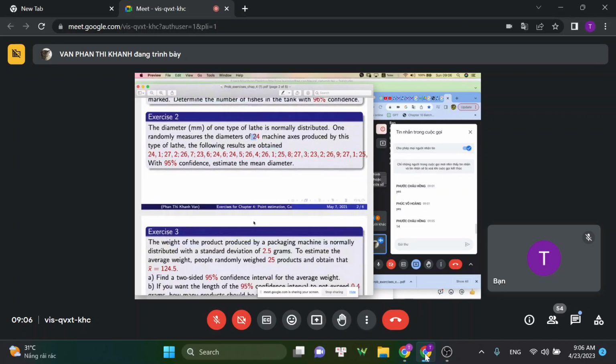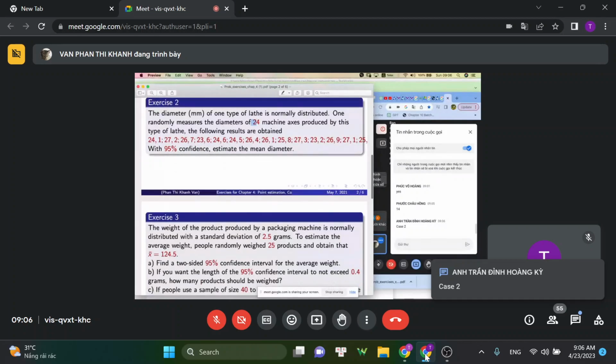1, 2, 3, 4. Which case? Class, which case do we use here? Yes, case 2. That's right. So please show it.